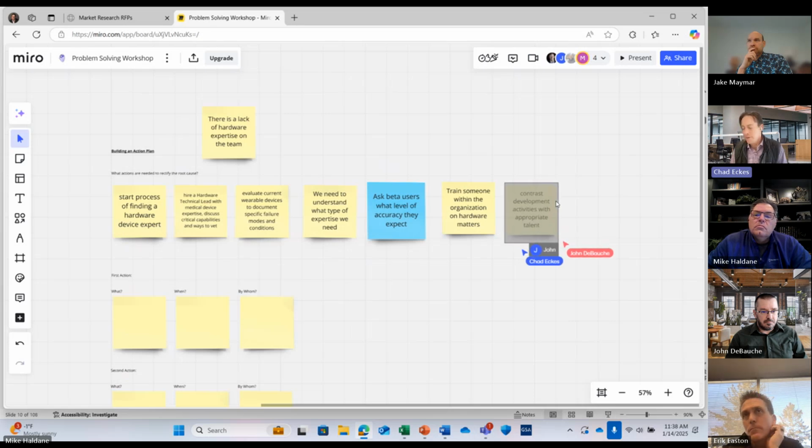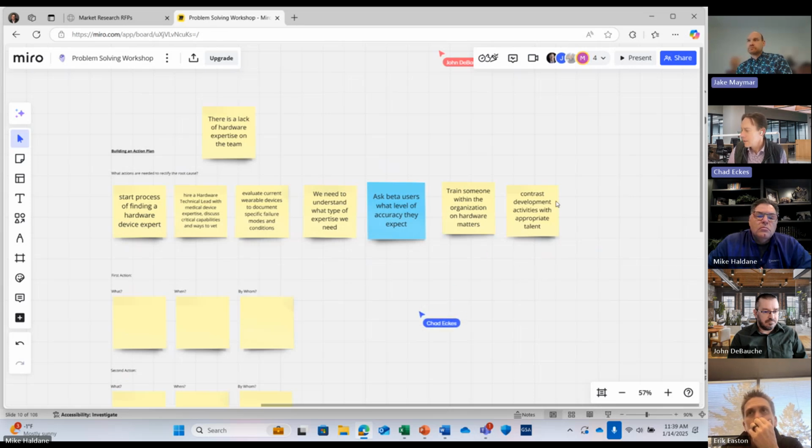So I think we've got the makings here of a good action plan. We could get into more details and say, oh, we forgot this part of the action plan, but let's just have fun with what we have here and say, what would that first action likely be of all the things we have? Again, I feel like it's maybe this one, understanding what type of expertise we need, but does anybody else want to challenge that?